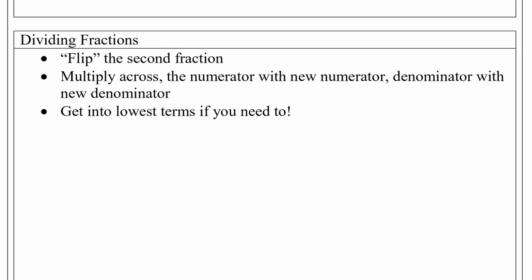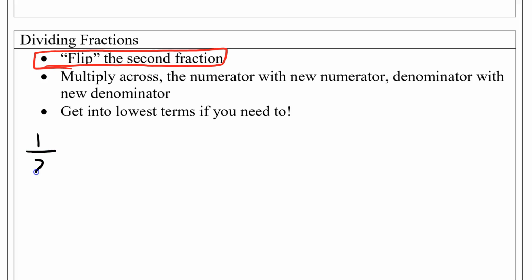Dividing fractions is almost as easy as multiplying. The only thing we need to do with this one is flip that second fraction. Then multiply across the numerator with the new numerator, the denominator with the new denominator, and then get into lowest terms if you need to.